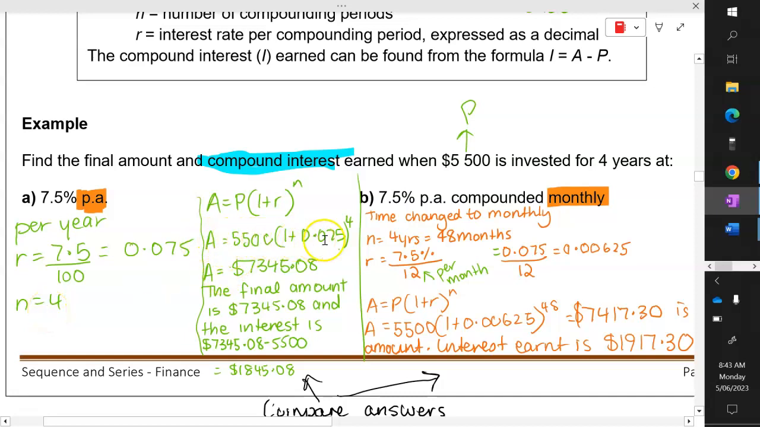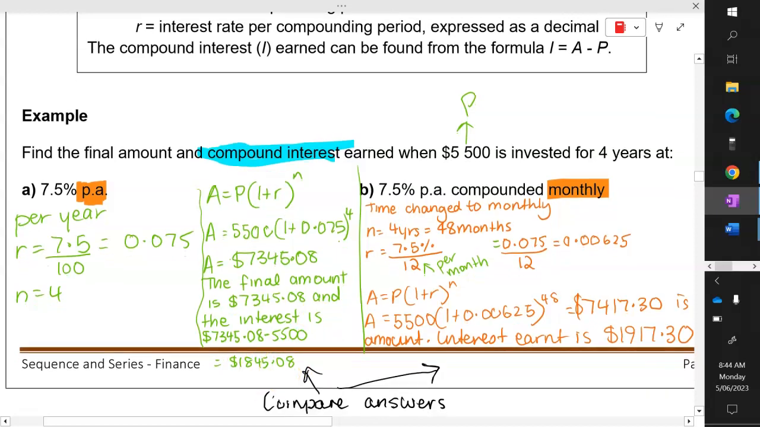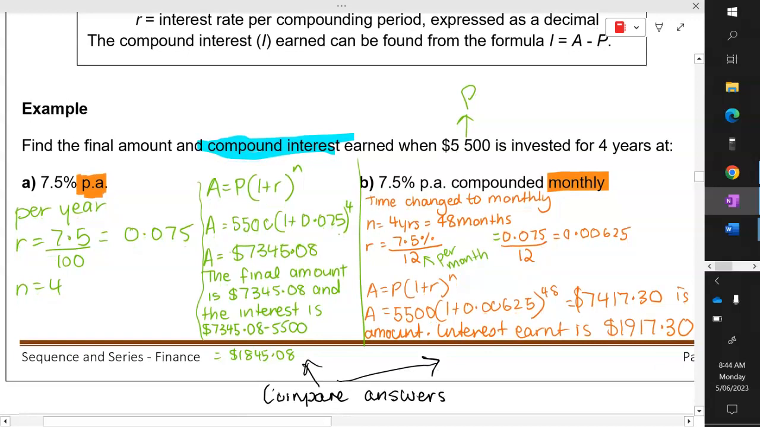So it's a straight pop those values into your equation, and you've got $7,345.08. That's our new amount. We had 5,500, so if we subtract those, we're going to get an interest of $1,845.08. So if you need to pause the video and just double check that, please do that.